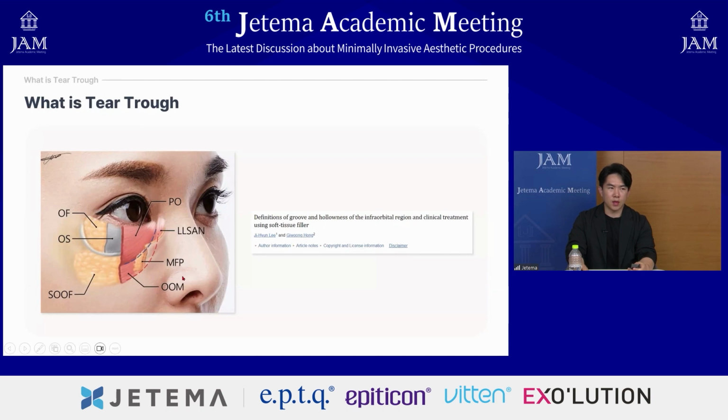You can see it. And we can commonly be confused with these two different hollownesses. First is the tear-tooth hollowness, and second is the nasojugal groove. There might be both of them, or there might be either one. So you have to know which one is which.